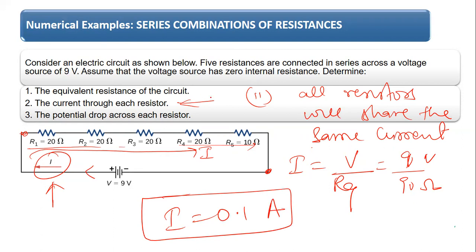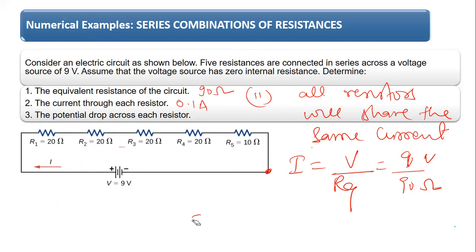So the answer to this is 0.1 ampere, and the answer to the first part is 90 ohm. Now what is the potential drop across each resistance? And this is also again very easy. Now how do we calculate the voltage drop across each resistance?